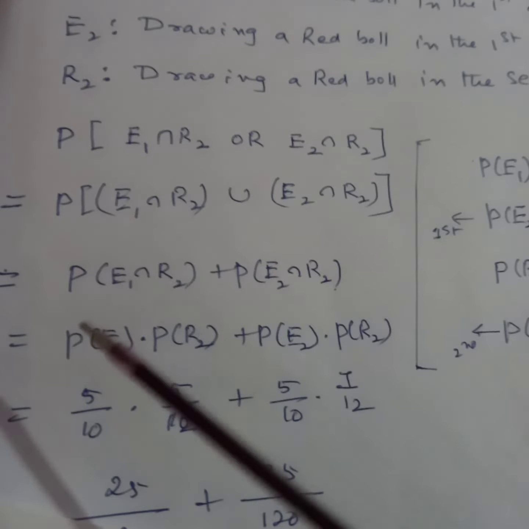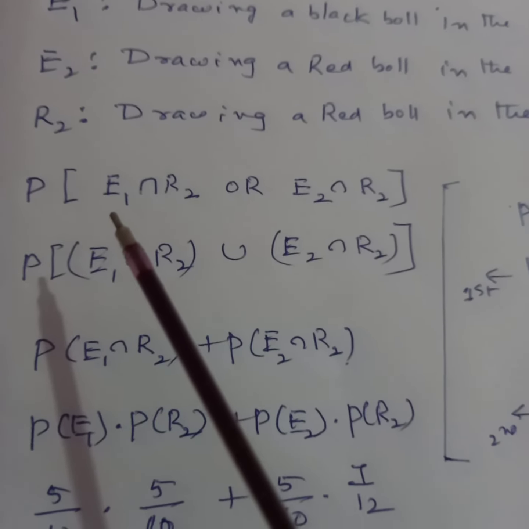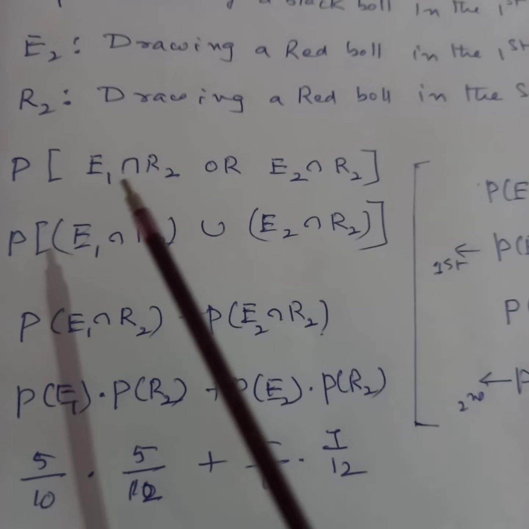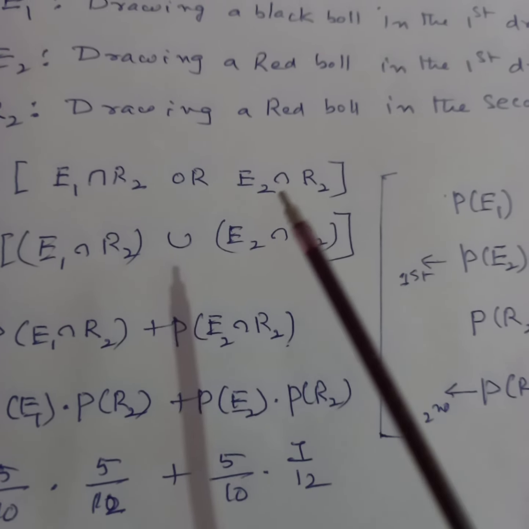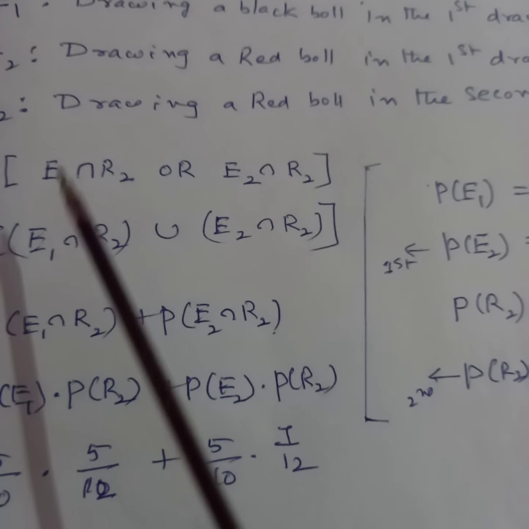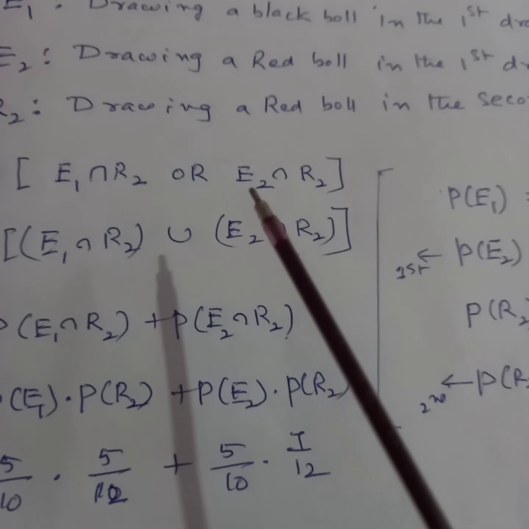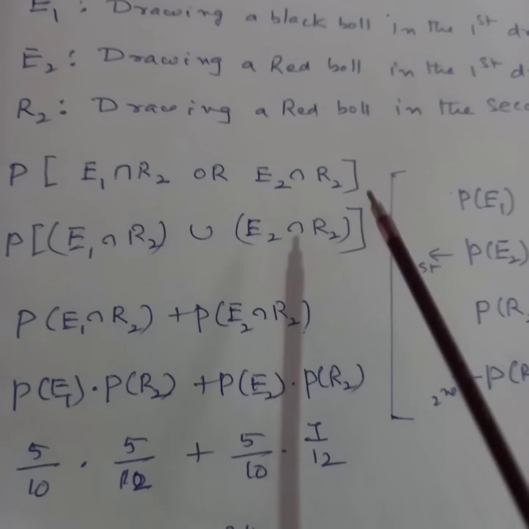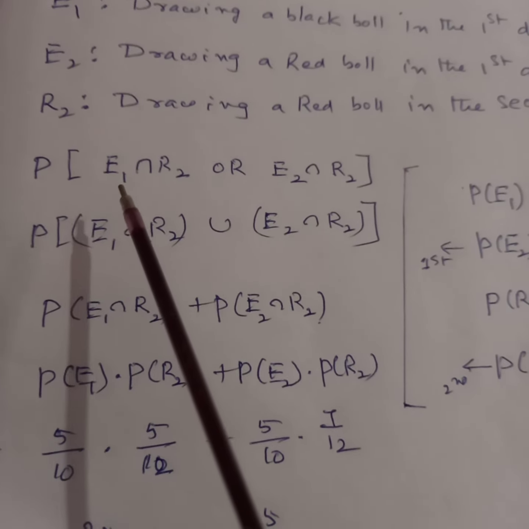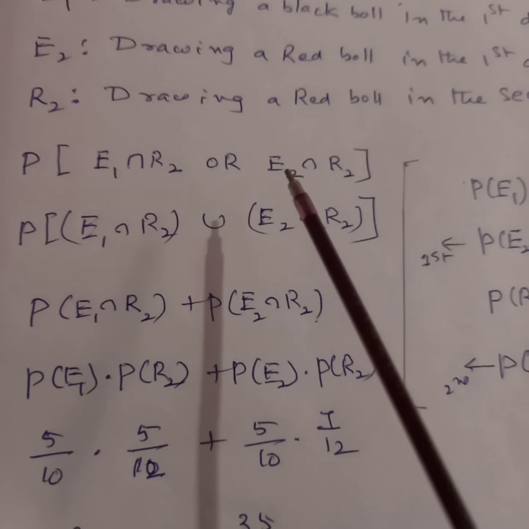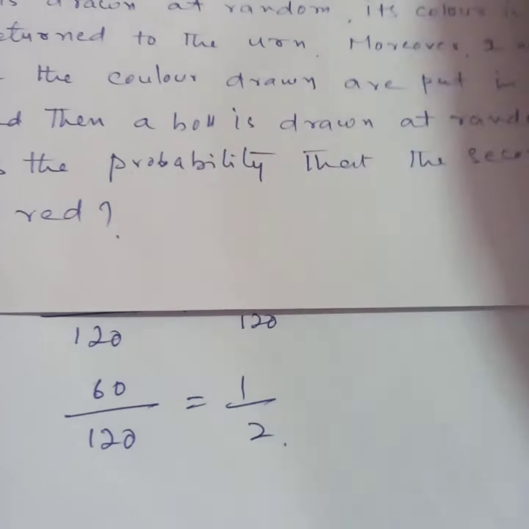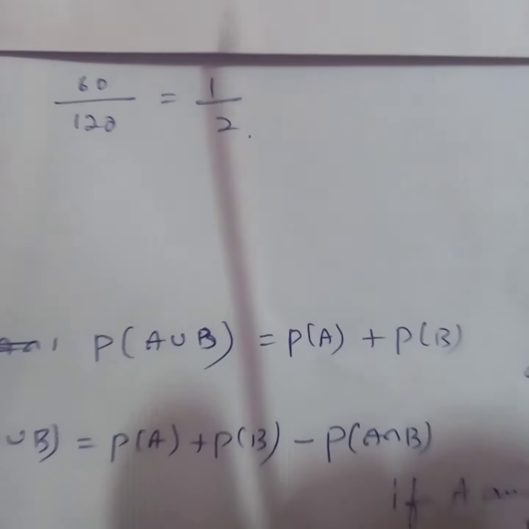Now look here, we'll do it like this. The probability of E1 intersection R2 or E2 intersection R2. Here, black ball, second time red ball, or red ball, second time also red ball. This is the probability we have to find out. So the probability of E1 intersection R2 or E2 intersection R2. Now look here, we have used a formula.